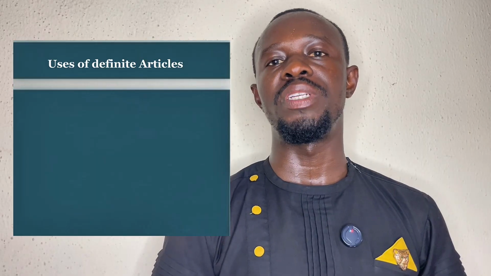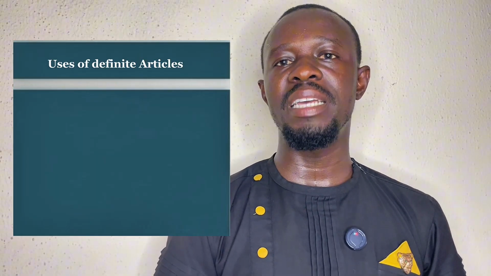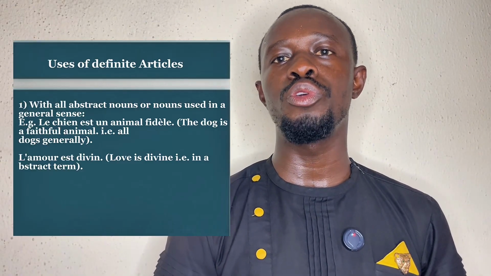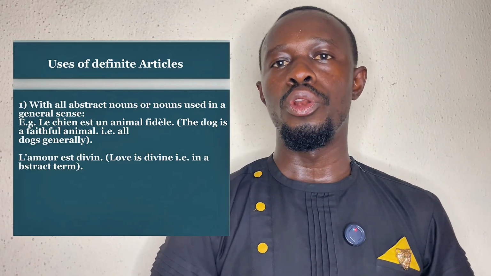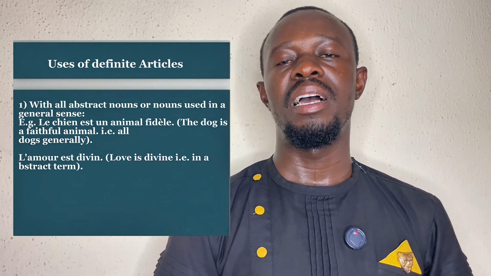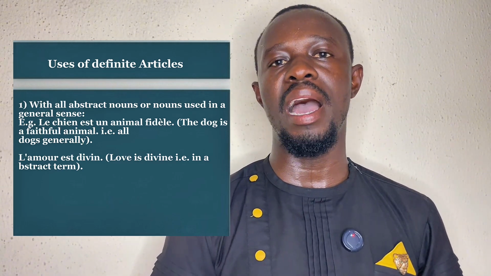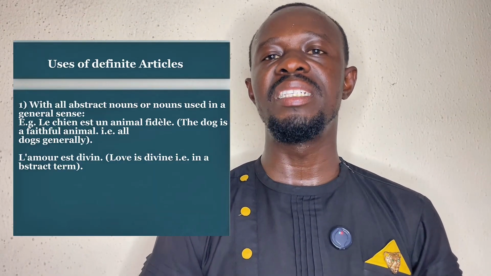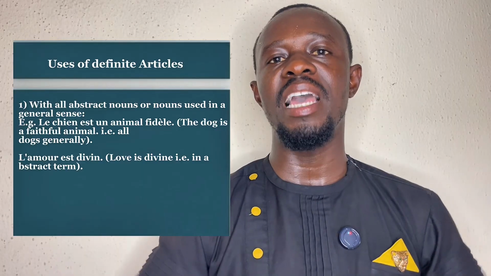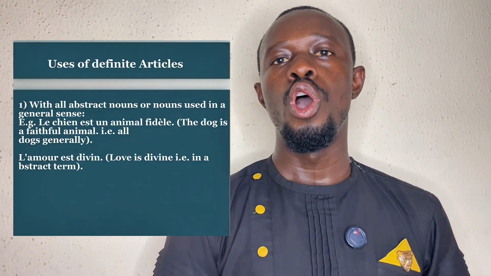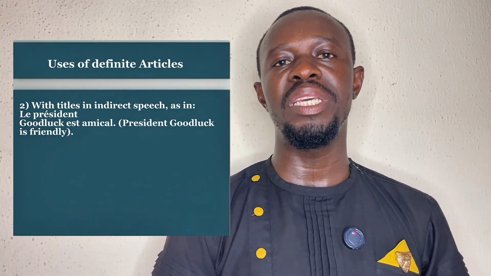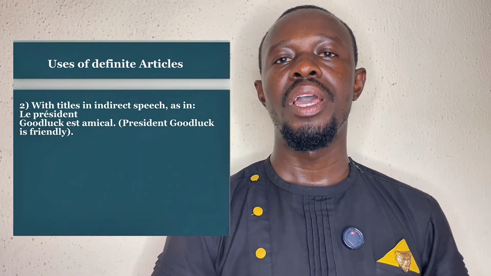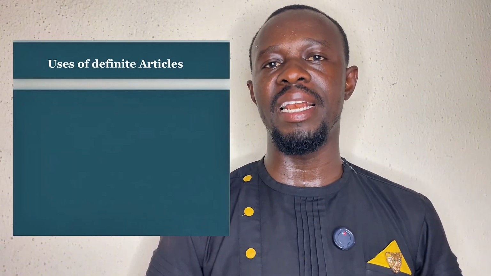Uses of the definite article. Definite articles are used in the French language with all abstract nouns or nouns used in a general sense. For instance, "le chien est un animal fidèle." That's the dog is a faithful animal. That's all dogs in general. You can also find it in "l'amour est divin," which means love is divine. Two, with titles in indirect speech, such as "le président Goodluck est amical," which is President Goodluck is friendly.